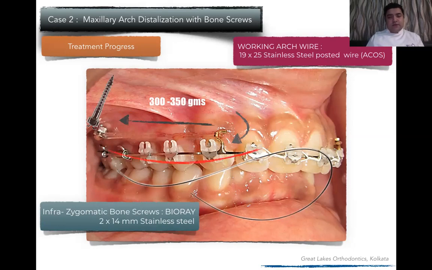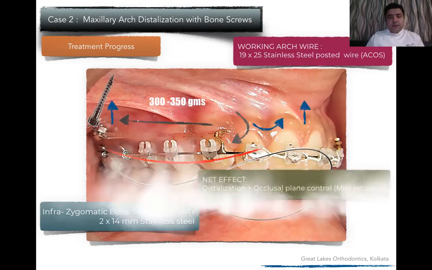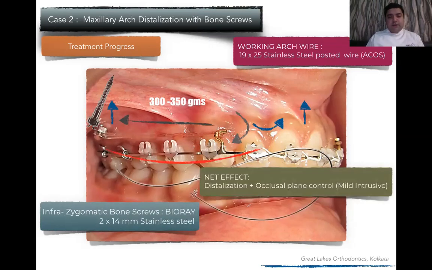That's the accentuated curve of Spee that we give. So what happens is you get a bit of torque in the wire. So that helps in prevention of dumping of the upper incisors. So it gets good normal inclination. It also has a mild intrusive force in the posteriors and a mild intrusive force in the anteriors. Now, what is the net effect of this biomechanics is that it brings about distalization of the arch. It also has an occlusal plane control. So it's mildly intrusive in nature.